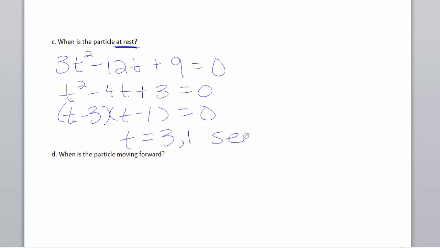So after 3 seconds and after 1 second, I'm at rest. Okay. Now, when am I moving forward? I'm moving forward when my velocity is positive.